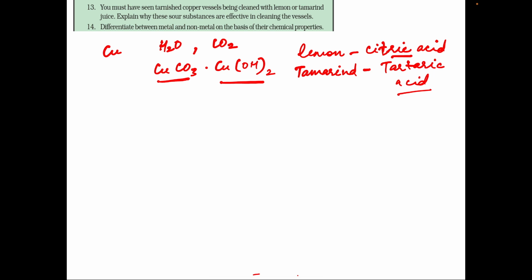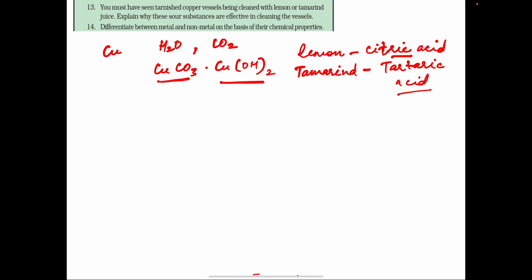So this is the reason why these sour substances are effective in cleaning the vessels, because the acid will react with the base and the salt which is present in basic copper carbonate, and these get dissolved in the acid, and the layer of this basic copper carbonate is removed from the surface of copper, and the original shine of copper is restored.